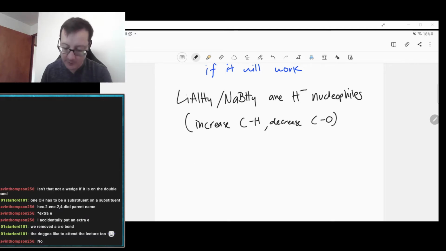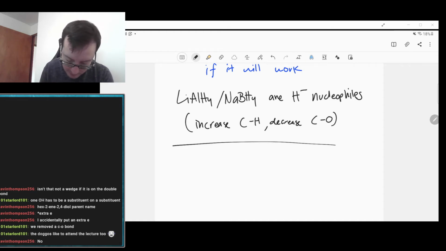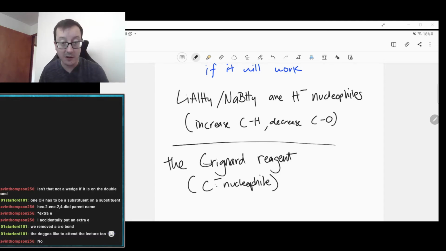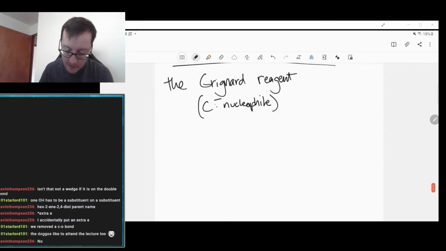I'm going to introduce to you now something that you're going to find very helpful synthetically speaking. Although, first we're going to look at, yeah, we'll do it. Okay. I will introduce you to the Grignard reagent. This is a carbanion nucleophile.